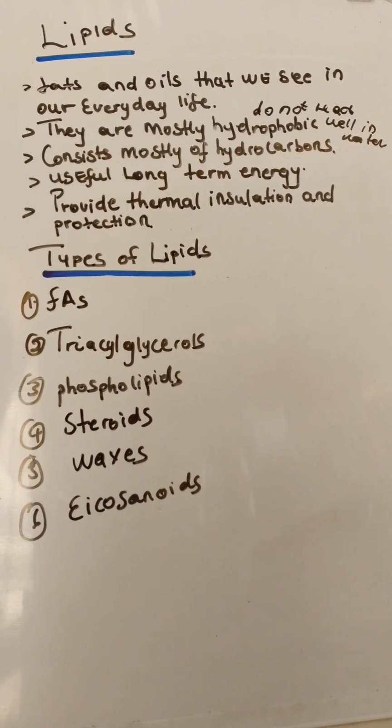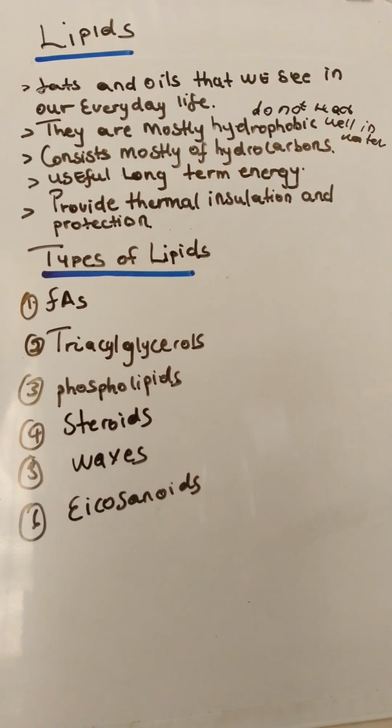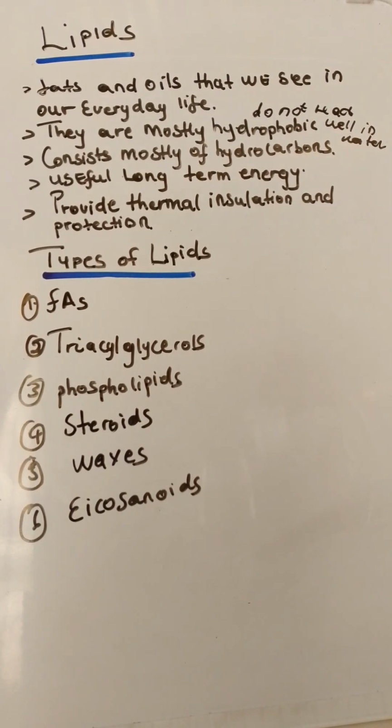So they consist mostly of hydrocarbons in their chain, the hydrogen bonded to carbons. That is what dominates the lipid chain. One of their most important functions is as a useful long-term energy store.